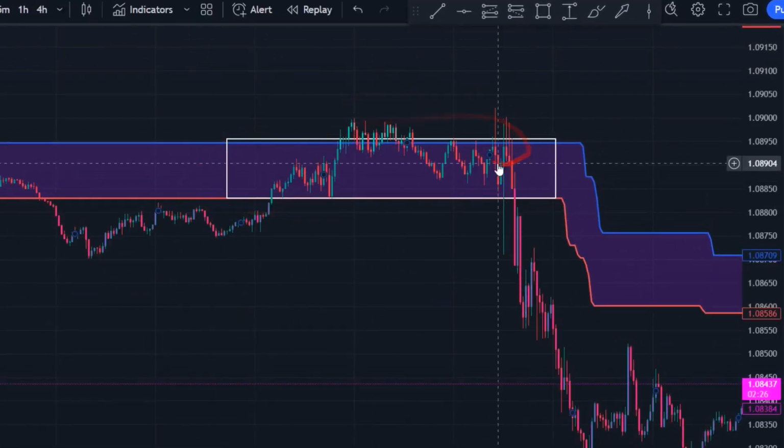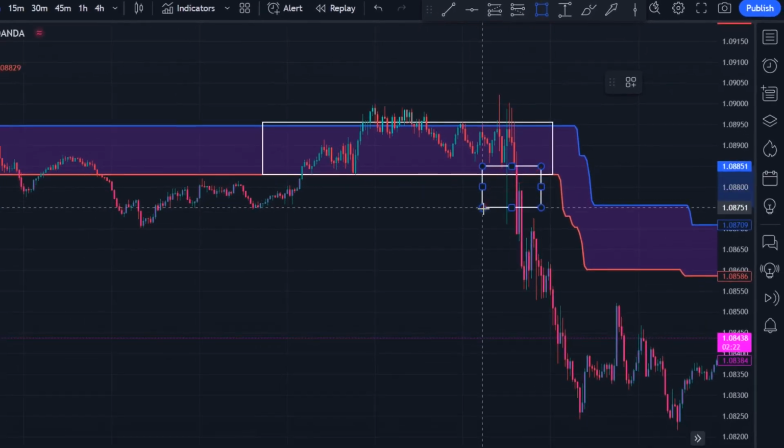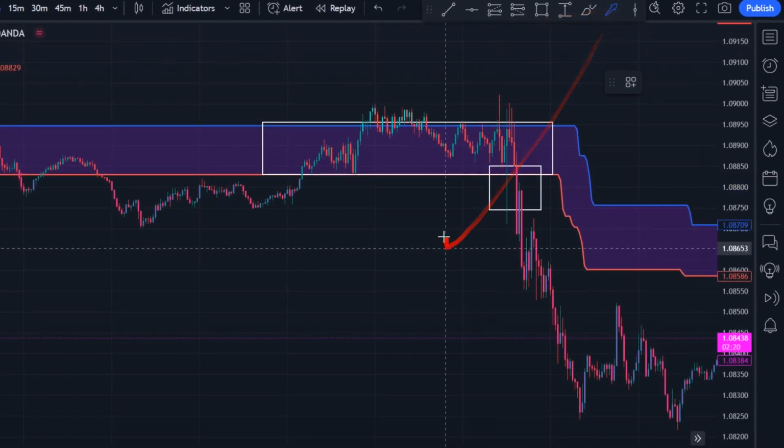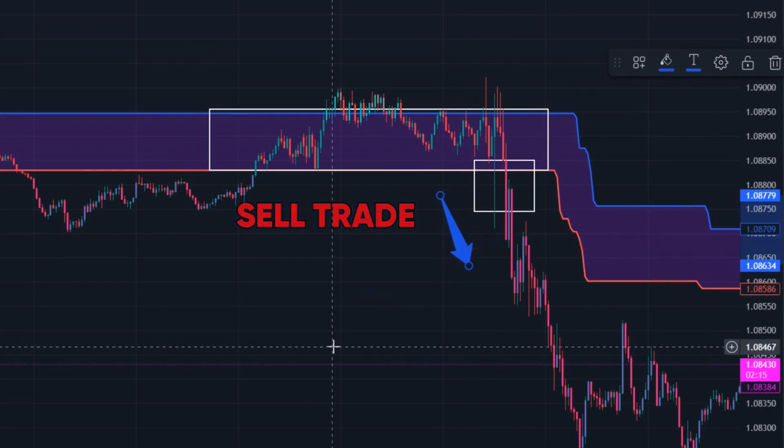In another case, if the price candles cross the red line downwards and pass it, a bearish breakout has occurred and we should look for positions to place a sell trade at these points.